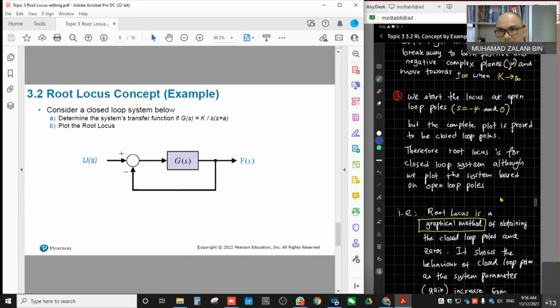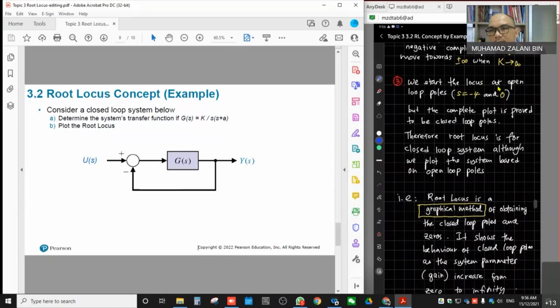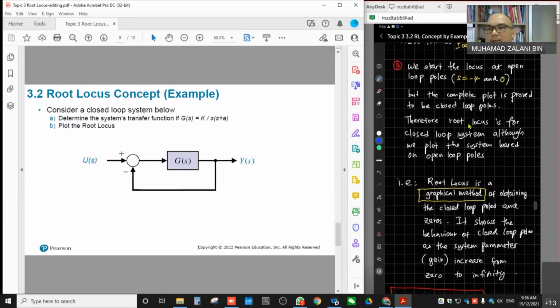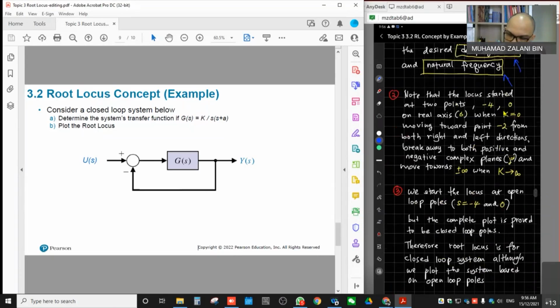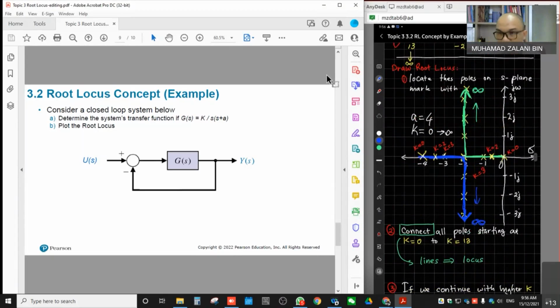And then the third one is we start the locus at open loop poles. We call the open loop poles when K equals to 0, which is the open loop poles for this case is -4 and 0. But the complete plot is proved to be closed loop poles. Kita mula daripada open loop poles, kosong dengan -4.